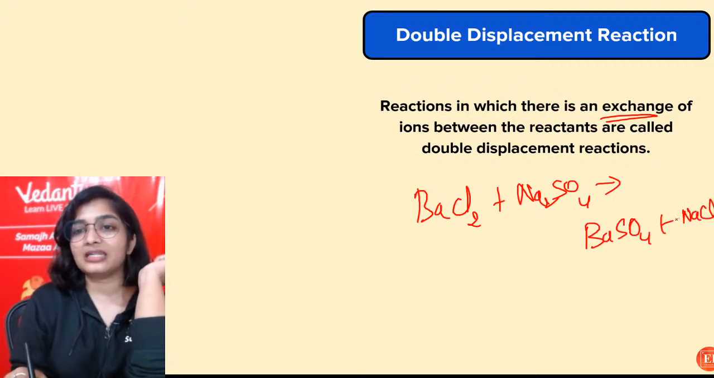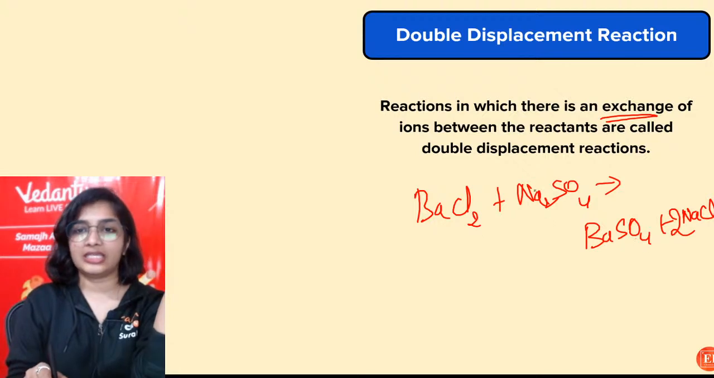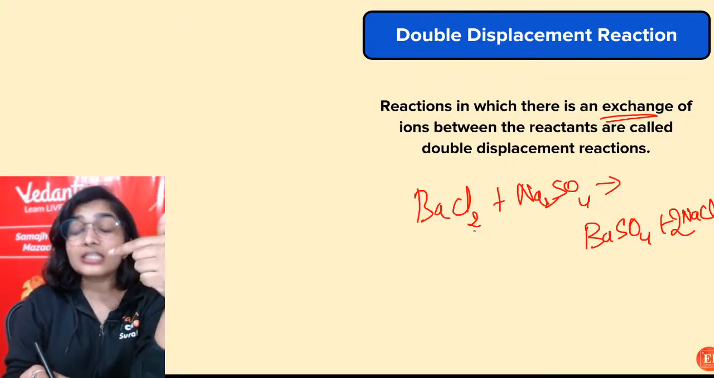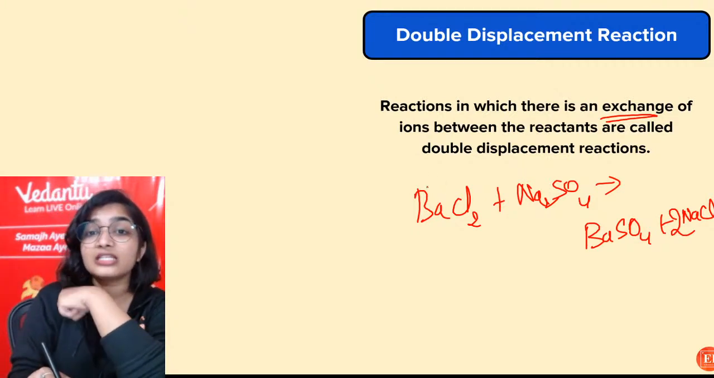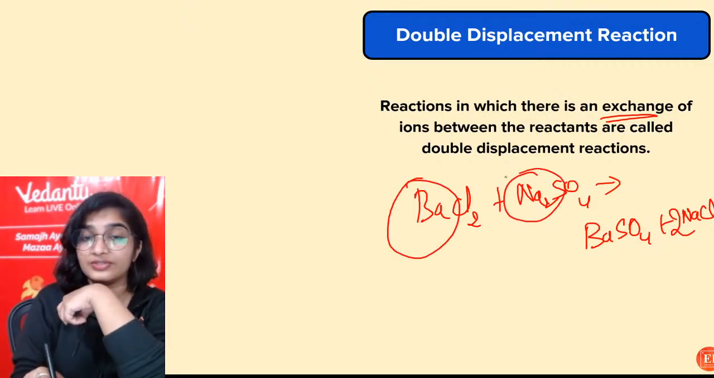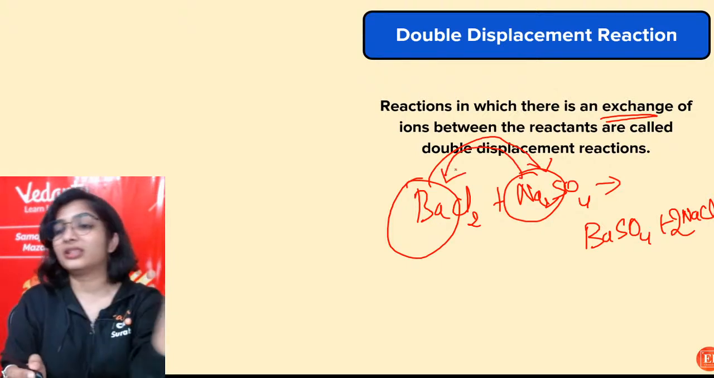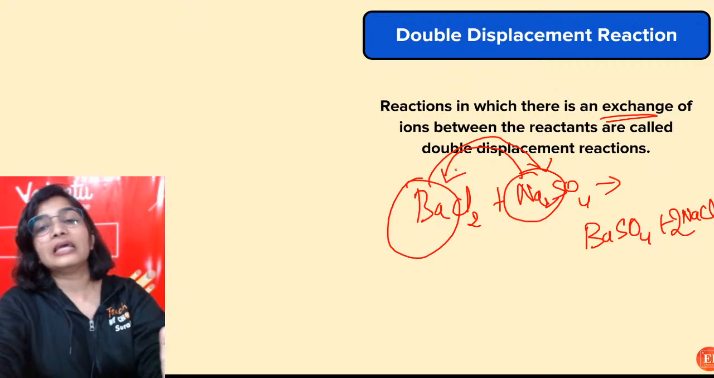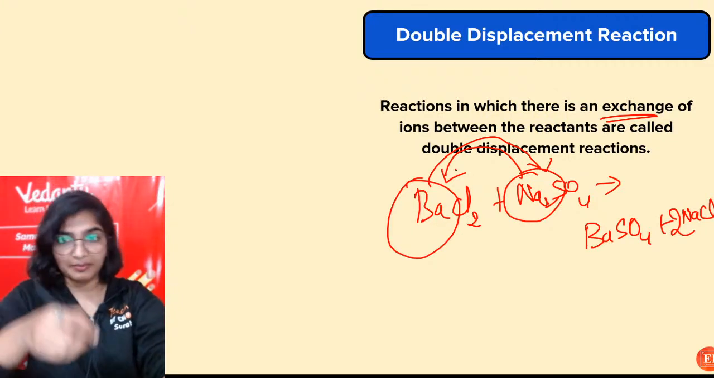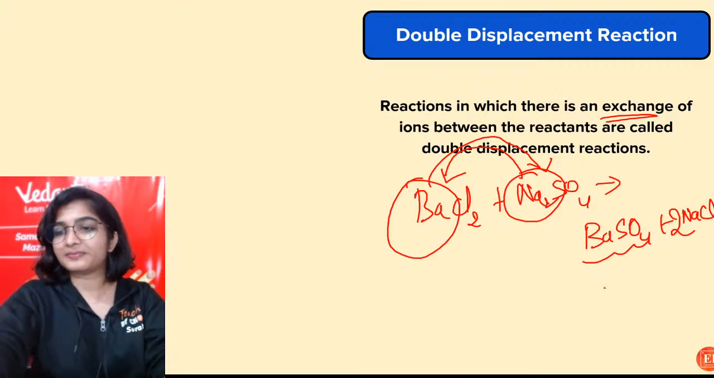It is not balanced. 2 NaCl. Now is it balanced? Ba, yes. Sulfate, yes. 2 Na, yes. 2 Cl. So this is a double displacement reaction because there is an exchange of ions. Ba went with sulfate and sodium with chlorine. So barium sulfate plus sodium chloride, where barium sulfate is basically a white insoluble solid.